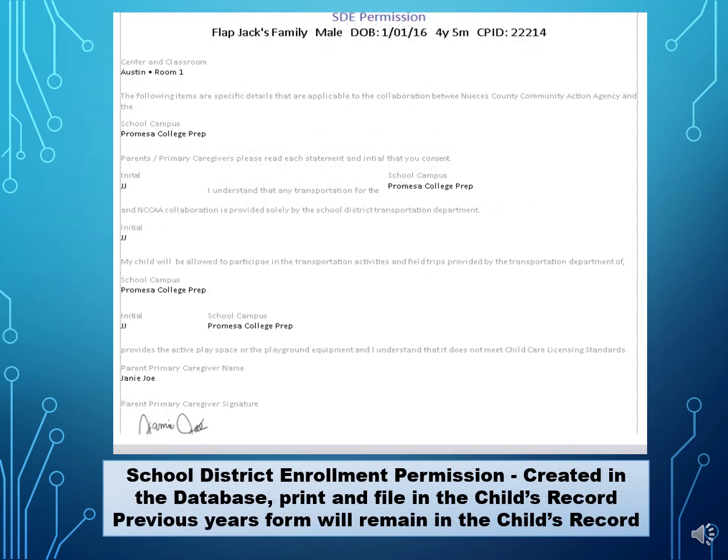Then we have the school district enrollment permission. As I said before, this is created in the child's Child Plus database. This will be completed again by the family advocate or site-based manager. It will then be printed and filed in the child's record. The previous year's forms will remain in the child's records as well. They will not be removed. The current form, which is this one here, will be filed on top.